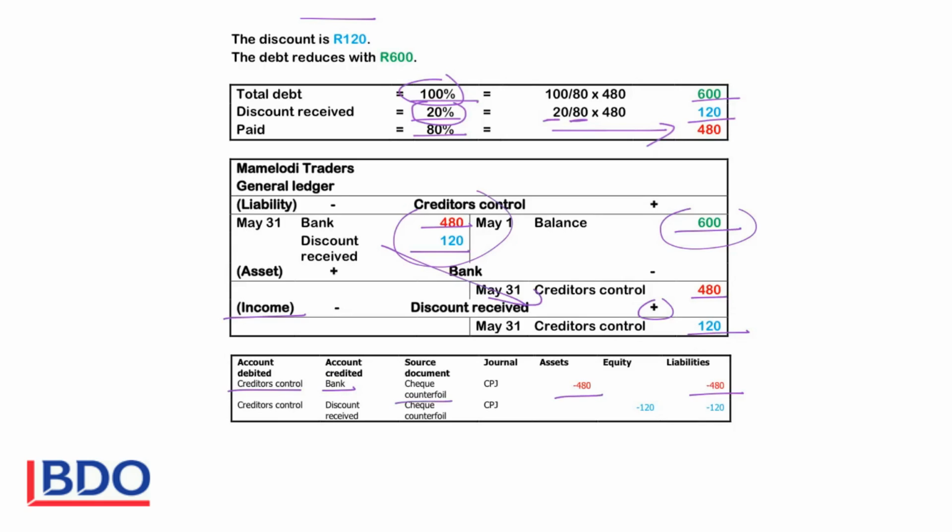We use a check counterfoil and we record it in the cash payments journal. We will also debit the creditors control with a discount to show that the liabilities decrease. Discount received is an income. Income increases profits, so the owner's equity will increase with 120 Rand.